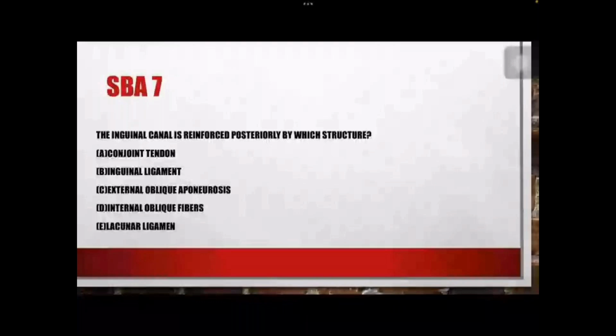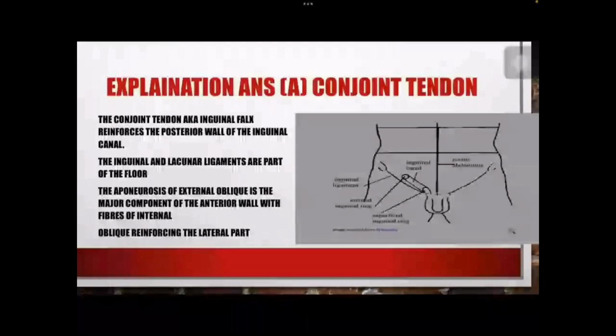So what's the other name of conjoint tendon? Can you tell me? Falx inguinalis. Yes, I've already shown you the explanation. The conjoint tendon, which is also known as inguinal falx, reinforces the posterior wall of the inguinal canal. The inguinal and lacunar ligaments form the floor. The aponeurosis of the external oblique is the major component of the anterior wall, with the fibers of internal oblique reinforcing the lateral part. So I hope that this question and explanation are understood.